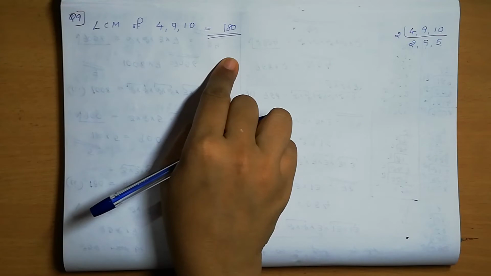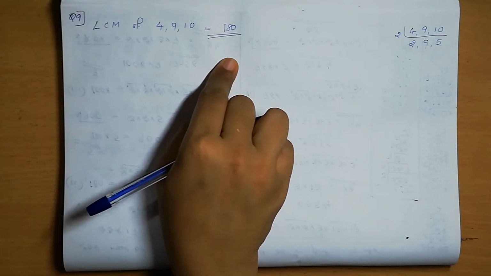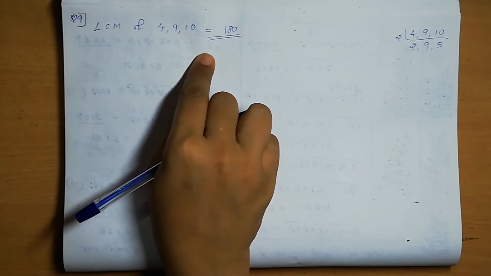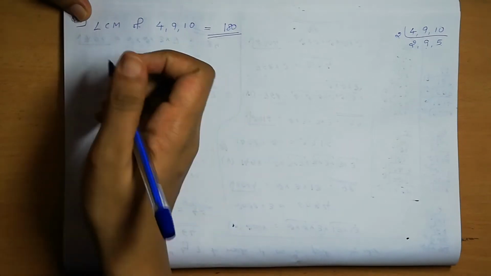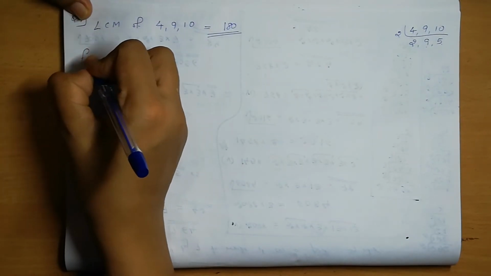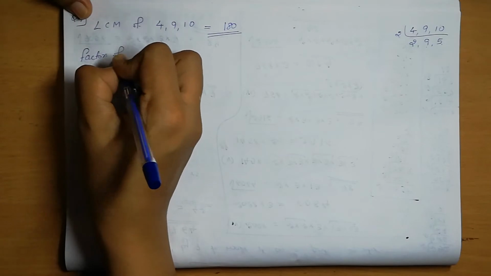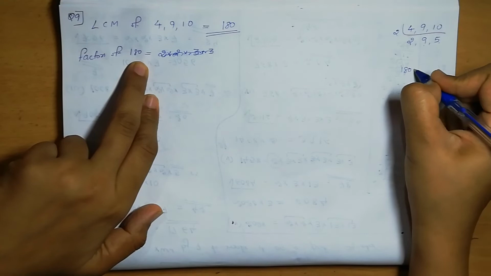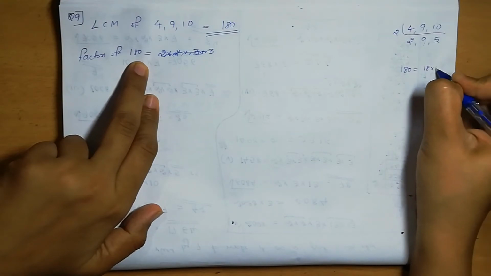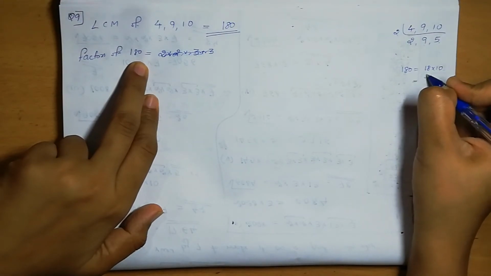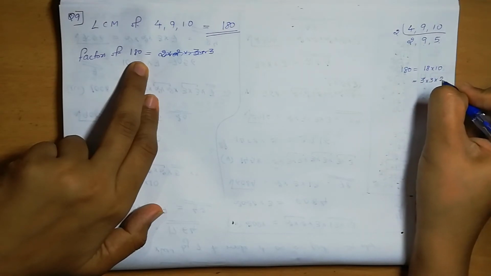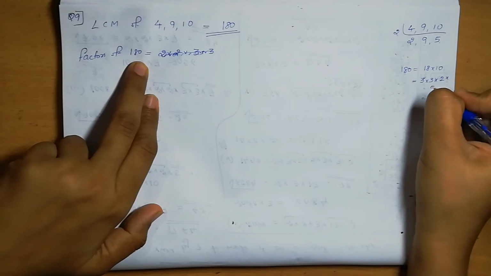So what do we need to find? We need to find the smallest square number that is divisible by 4, 9 and 10. Once we get the LCM, we need to find the prime factors of 180. 180 means 18 into 10, right? 18 means 9 into 2, and 9 we can write as 3 into 3. And 10 we can write as 5 into 2.